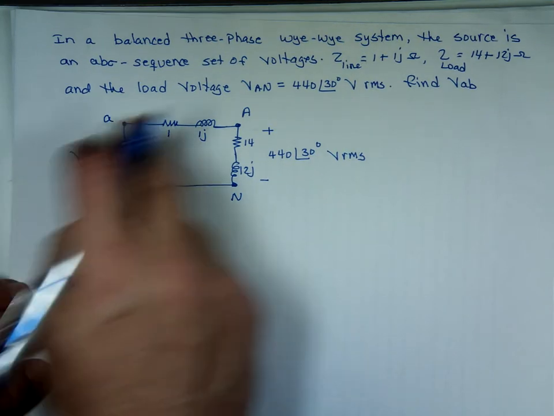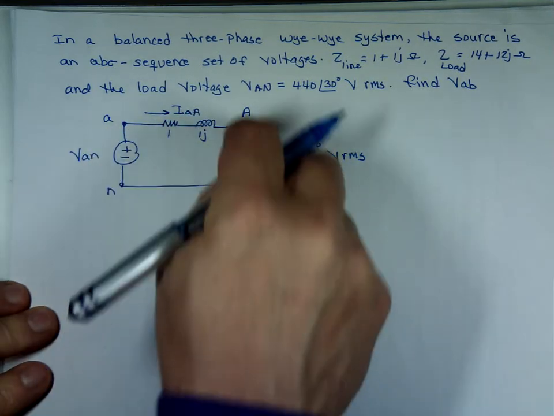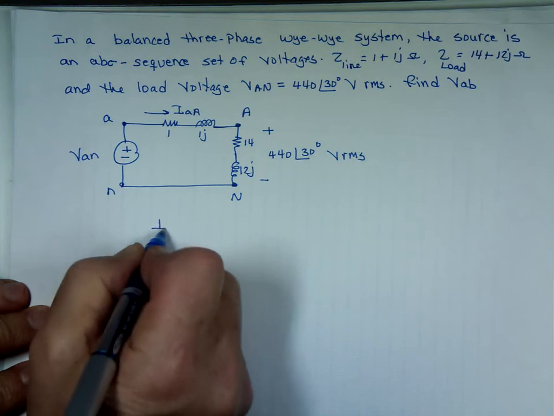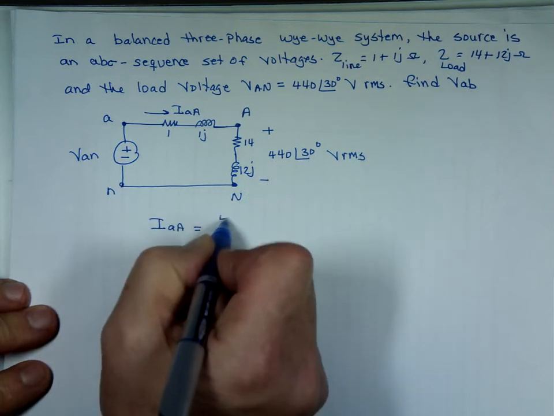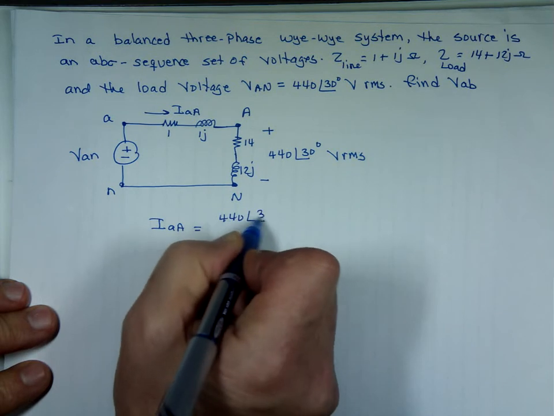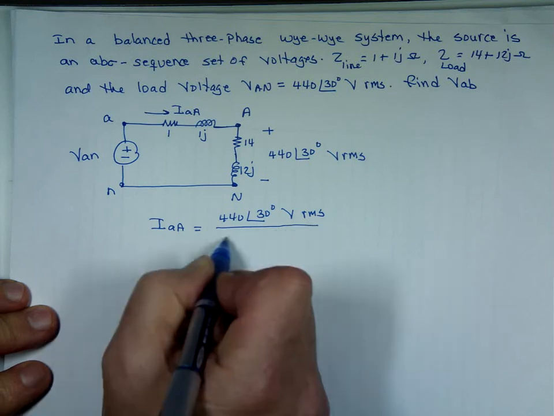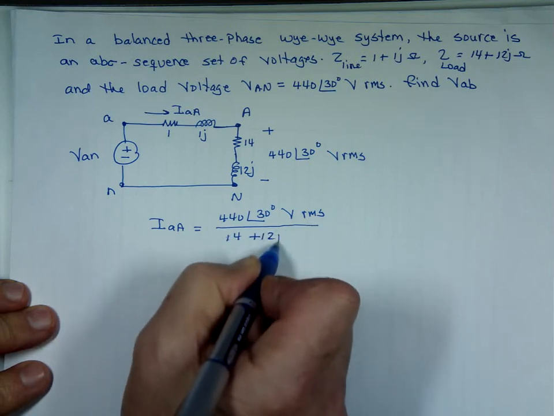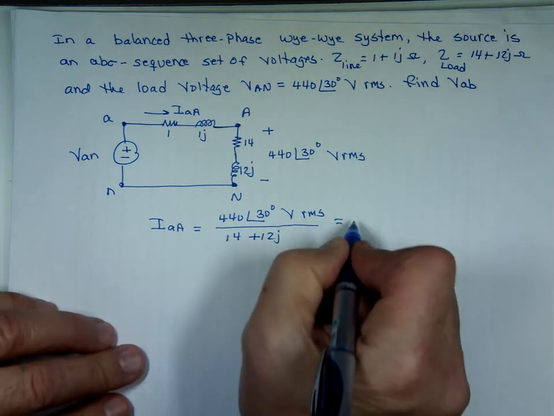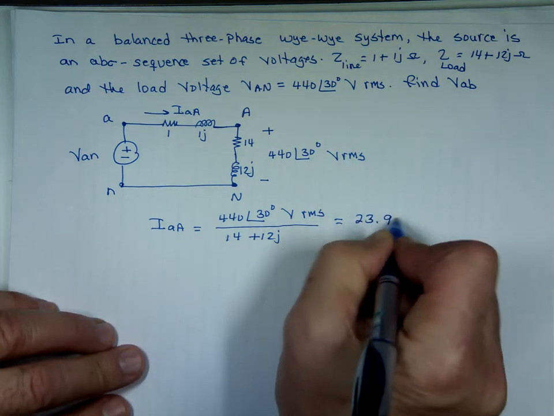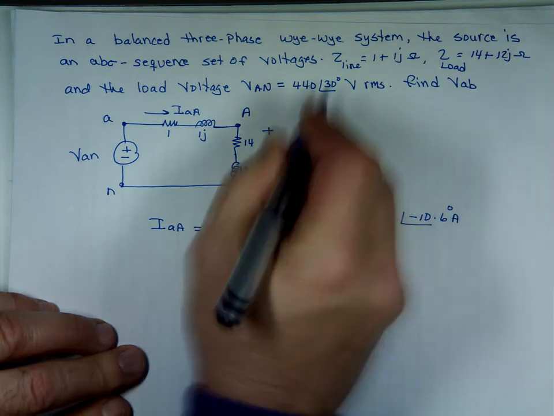Well, since this is one branch, the current going through that, I sub aA, is the same current going through this, I sub AN. So I sub aA is actually the 440 angle 30 volts RMS, and you divide that by 14 plus 12j. And if you do the math there, that's 23.9 angle negative 10.6 amps. Was that RMS? Yep, RMS.